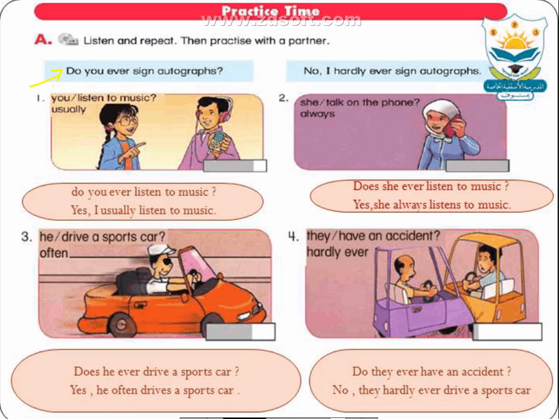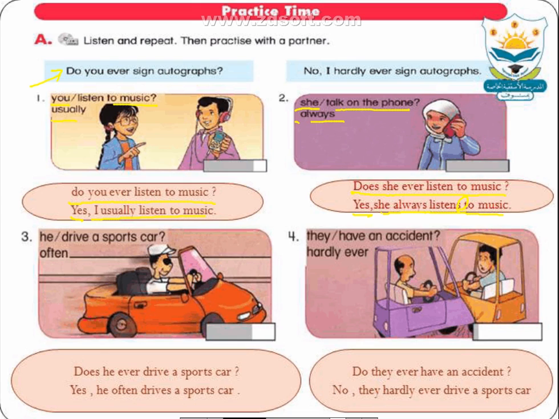I will answer number 1, 2, 3, 4. Number 1, you listen to music usually. Make a question and answer. Do you ever listen to music? Yes, I usually listen to music. Number 2, she talks on the phone always. Make a question and answer. Does she ever talk on the phone? Yes, she always talks on the phone.